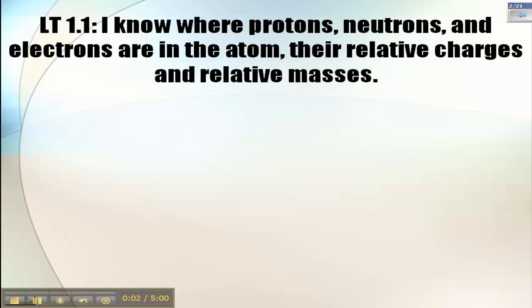We're going to talk about where our protons, neutrons, and electrons are in the atom. We're going to also learn their relative charges and their relative masses. So protons, neutrons, and electrons are things that make up the atoms, and most of you are familiar with this. You've heard of these things. So we do need to know some basics about them.